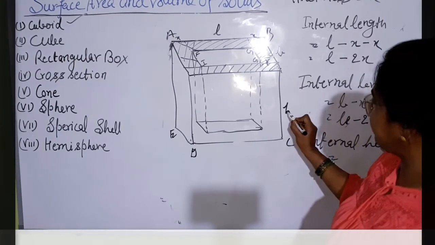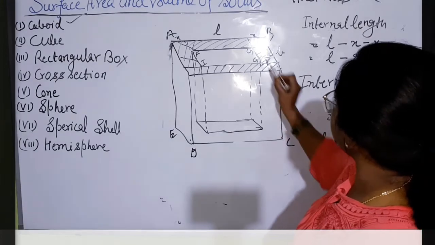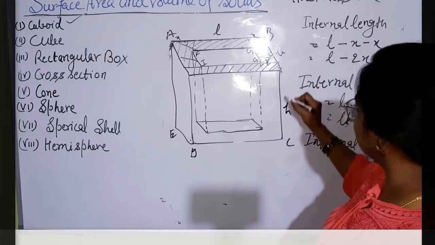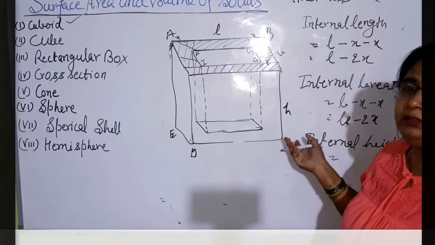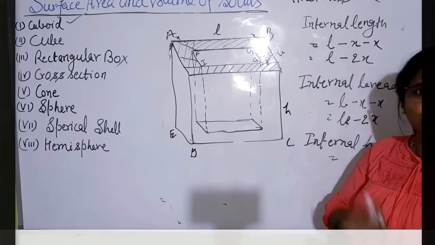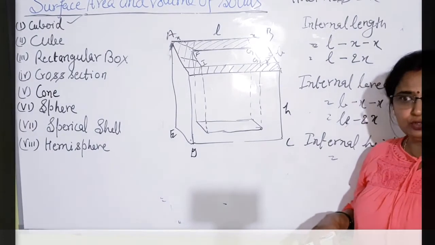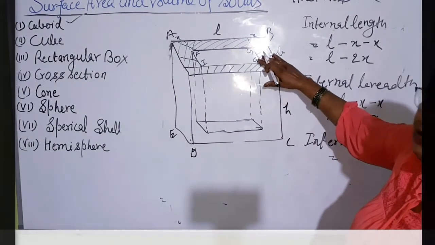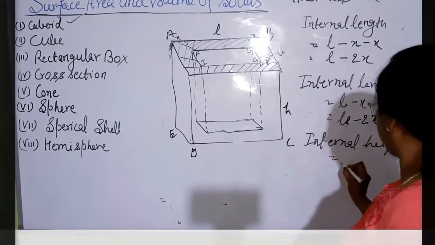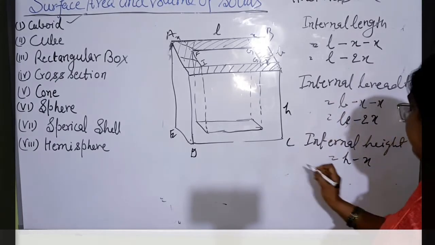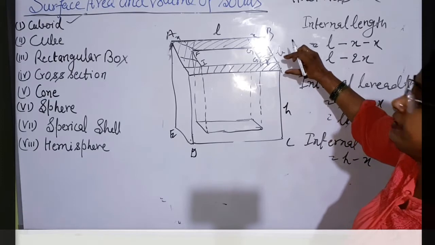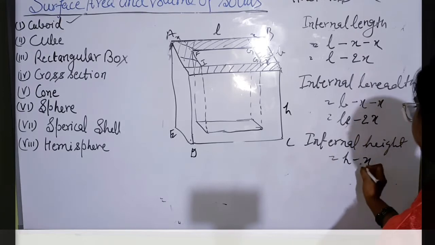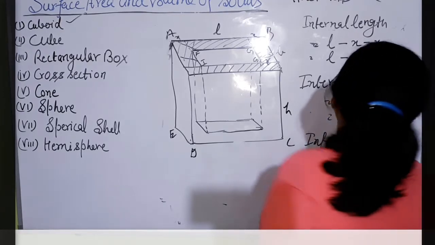In the same way, suppose internal height. Internal height is h, this one is height h, and again we will subtract their thickness in height also x. There may be two types of box, one is open box and another is closed box. If it is open, then down only x we will subtract. If box is open, that means only x we will subtract, h minus x. And if it is closed, then upper thickness also x, that time we will subtract h minus 2x.